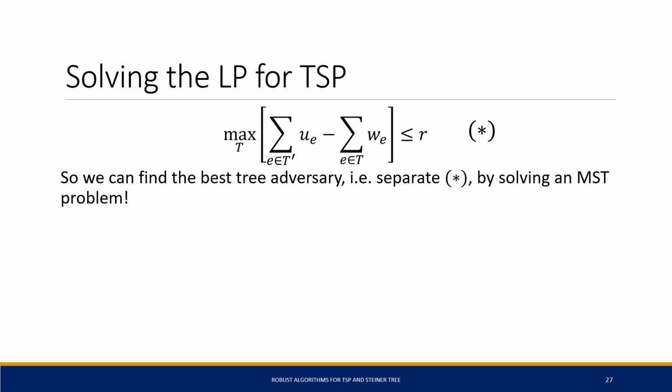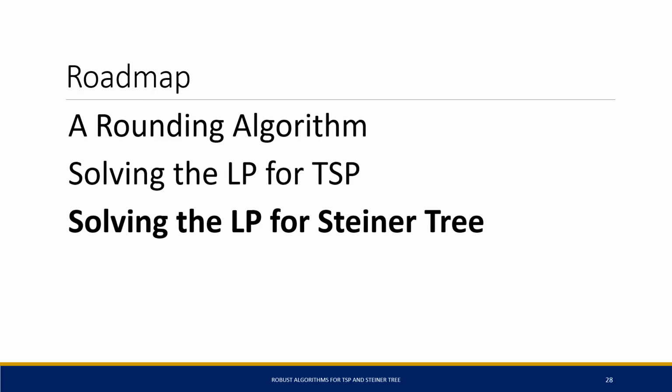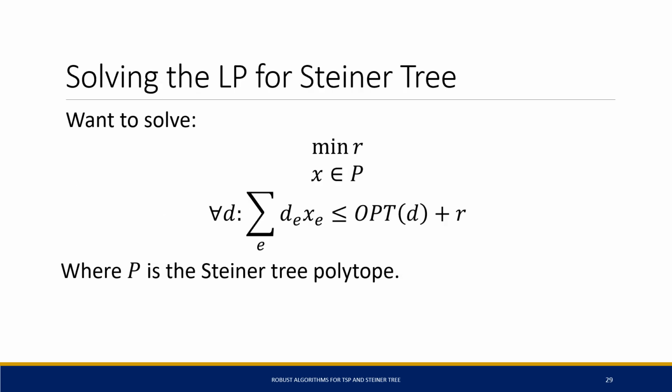And so this gives us the desired exact separation of the set of constraints. Okay, so due to time, I won't be able to go into the full details for Steiner tree, but let me just give you a taste of how that works and what the differences are compared to TSP. So for Steiner tree, we want to solve basically the same LP, except now P is the Steiner tree polytope.